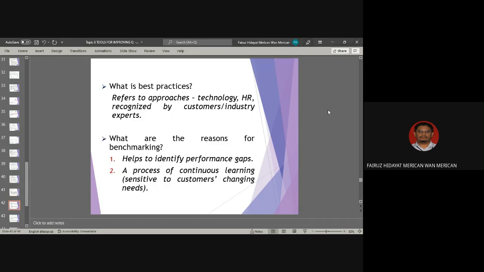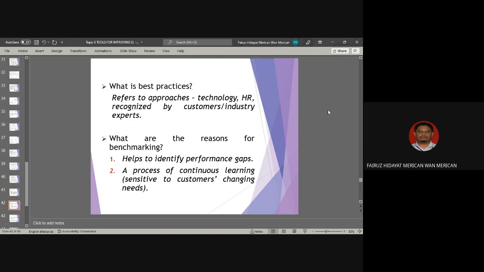So another concept associated with benchmarking is best practices, amalan terbaik. Best practices are any practices with regards to technology, human resource, which are recognized by the customers or the consumer base or the experts of the industry. So they are the ones who recognize. So these are the practices which are the best to be applied in a company. To achieve that quality, they will need to incorporate these best practices. And that's how benchmarking works.